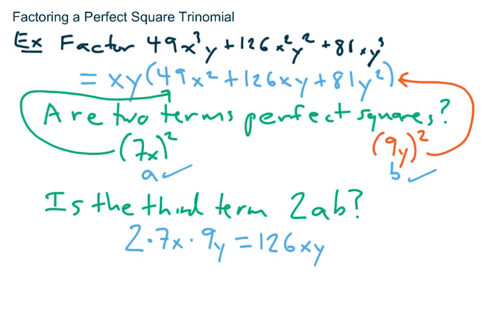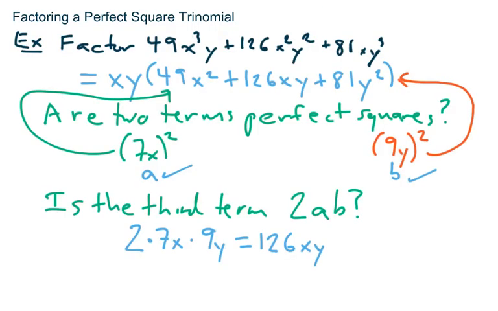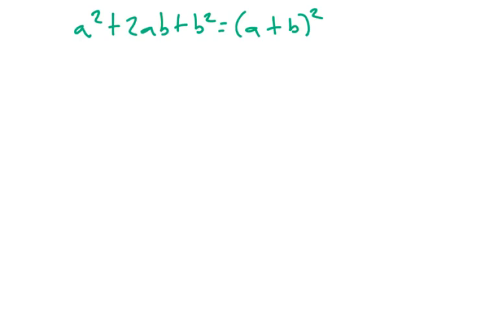But because that is true, you can use this wonderful formula that we have explored here that says that if you have a squared plus 2ab plus b squared, that's the same as a plus b quantity squared. Going back, our a is 7x, our b is 9y. So very simply plugging into the formula, that polynomial would just be 7x plus 9y squared.